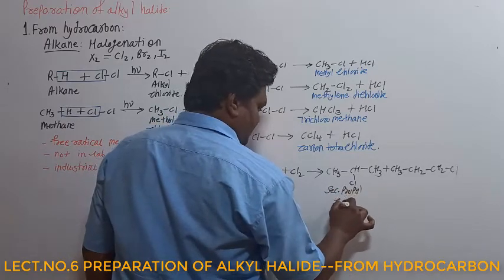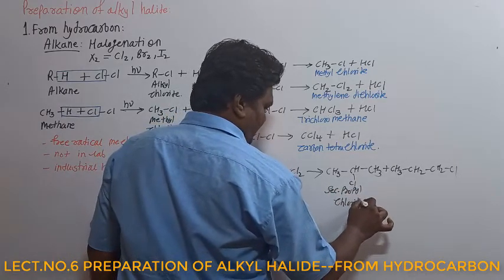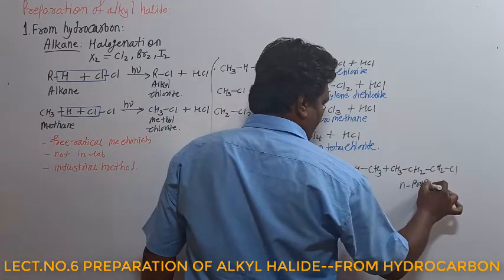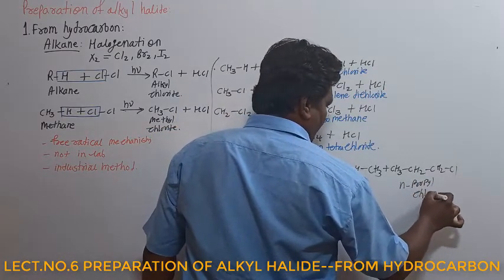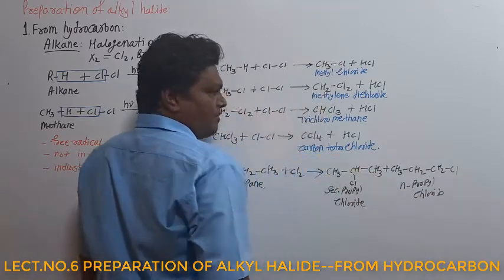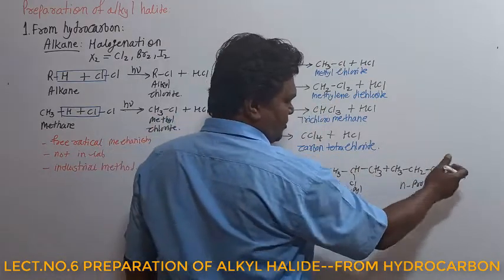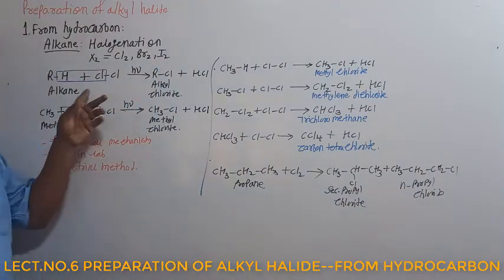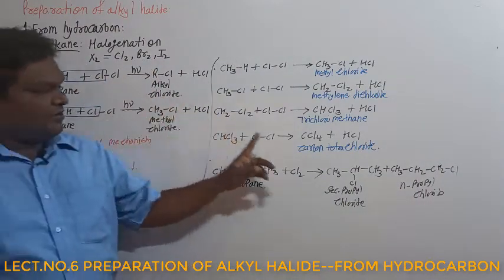This is called secondary propyl chloride. This is called N-propyl chloride. If you want to write IUPAC names, of course you can. This is 2-chloropropane, and this is 1-chloropropane. So the meaning is, if any alkane undergoes chlorination, you are going to get a mixture.